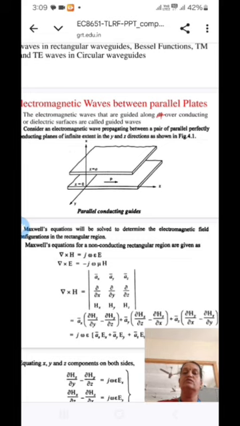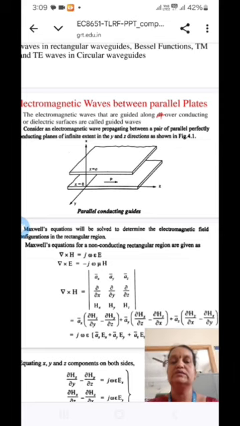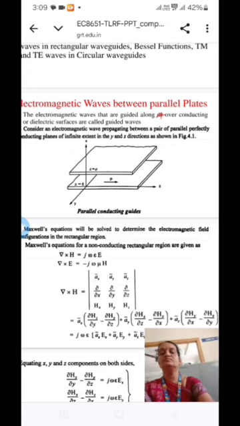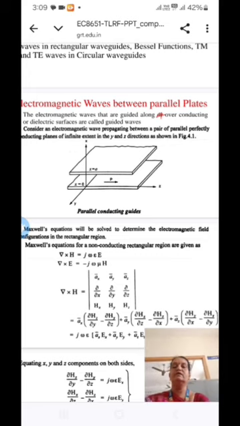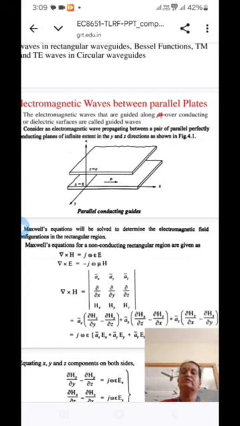The first one is related to del cross H. The equation is given by j omega epsilon into E, and del cross E is given by minus j omega mu into H. So del cross H and del cross E can be written in determinant form, that is ax, ay, az, dou by dou x, dou by dou y, dou by dou z of Hx, Hy, Hz.